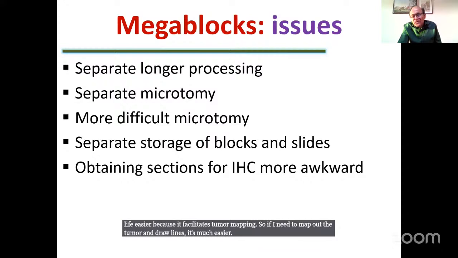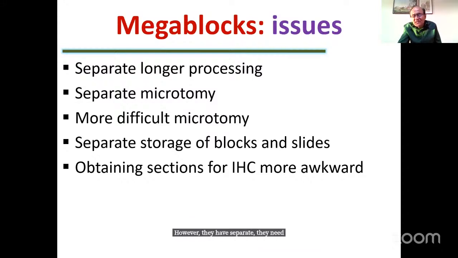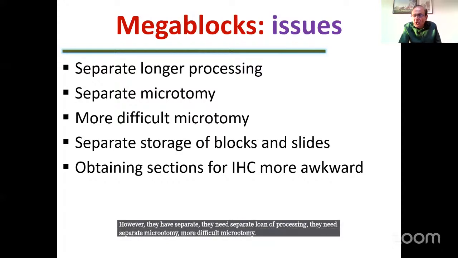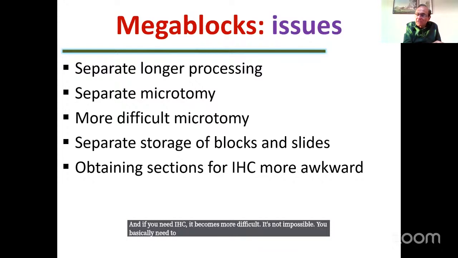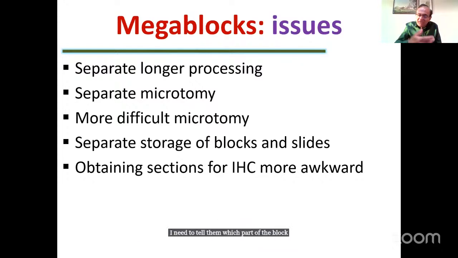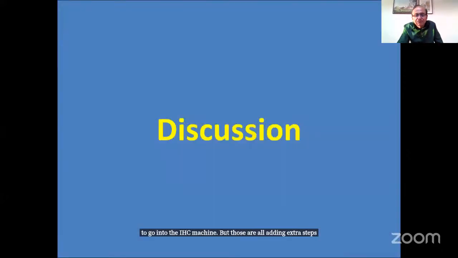However, they need separate longer processing. They need separate microtomy, more difficult microtomy, separate storage of blocks and slides. And if you need IHC, it becomes more difficult. It's not impossible. I need to tell them which part of the block needs to be cut. They will take a full section and then cut out that small bit from the water bath to put it into an ordinary standard slide to go into the IHC machine. But those are all adding extra steps and more difficulties.